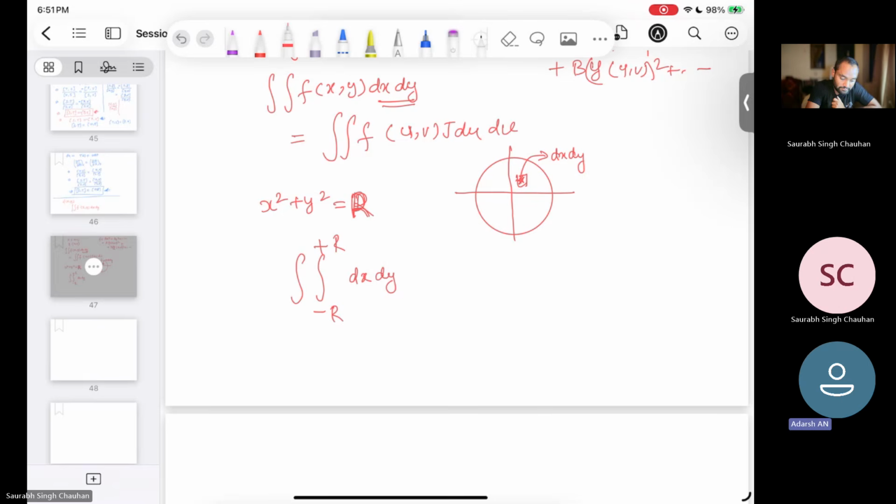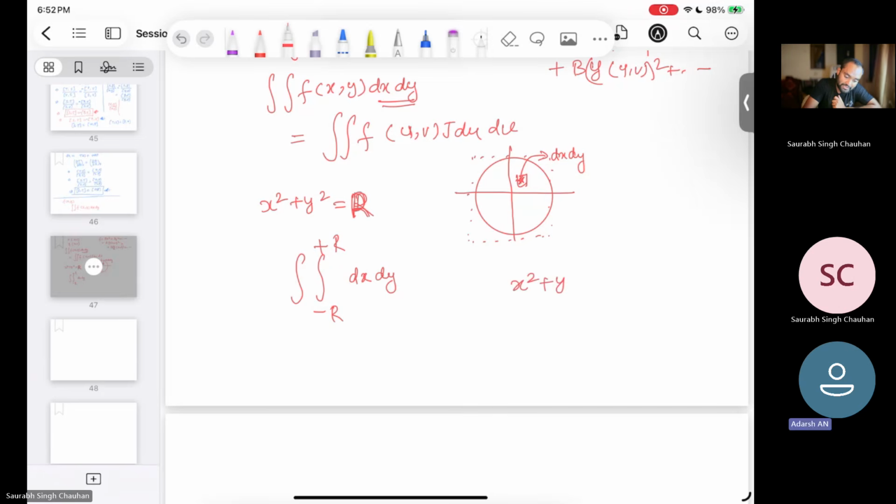Y also will be the same. No, then it will become a square. If you are keeping it like that, then it will become a square, right? So if you are integrating with respect to x, then it will be changed. So the y limits should be changed. What will the y limits be?